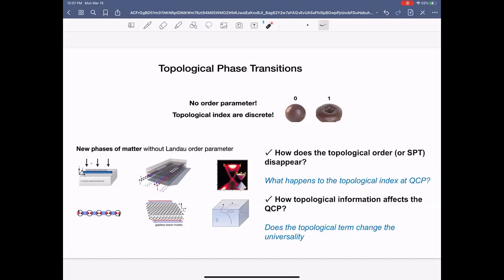And second, if we begin with a topological order or symmetry protected topological pattern and then drive it into a trivial phase, what happens to the topological information? Does the topological feature in the SPT phase also affect the quantum critical point? In particular, does the topological term change the universality of such a phase transition?